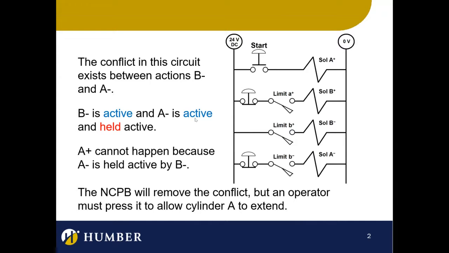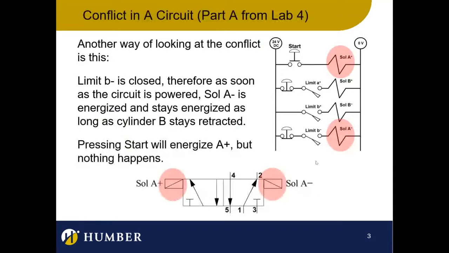But the thing is, A minus is held active. The reason A minus is held active over here is that because B is retracted. When cylinder B is retracted, this limit switch is closed. So therefore, this guy is energized. And the problem is this. Let's take a look over here. What we can see here is that as long as this guy is closed, this is going to be energized.